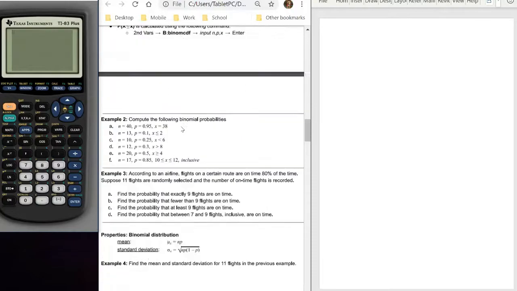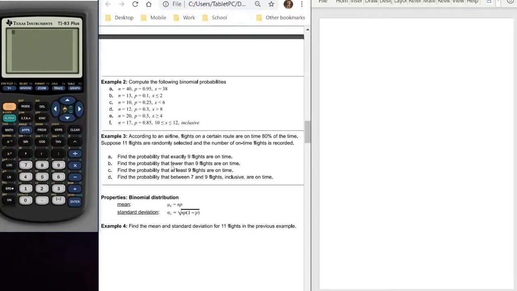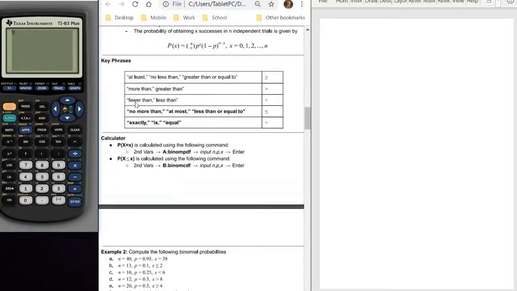But in part B, if you notice, the keyword is fewer than 9 flights. The keyword fewer is right here, and that results in this symbol. The binomial distribution is strict on the symbology. It needs a less than or equal to, not a less than like this one. Nevertheless, part B has the following.